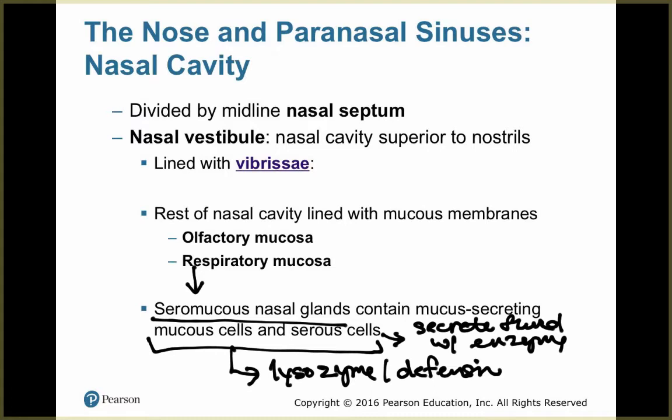Now, the ciliated cells that we were talking about up here, right? Those ciliated cells are important because they help to sweep that contaminated mucus. They move that mucus to the back of the throat.